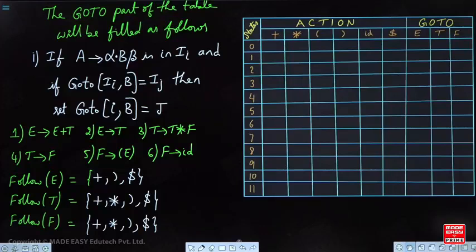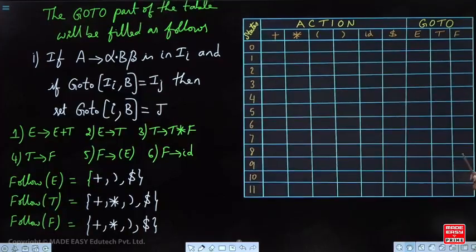Okay, copied. So every one of you copy the structure of this table. Action part all the terminals, go to part only non-terminals. Remember, in the go to part we don't take the augmented one, E dash, we don't take S dash. Look at this, and the states are 0 to 11, 12 states.